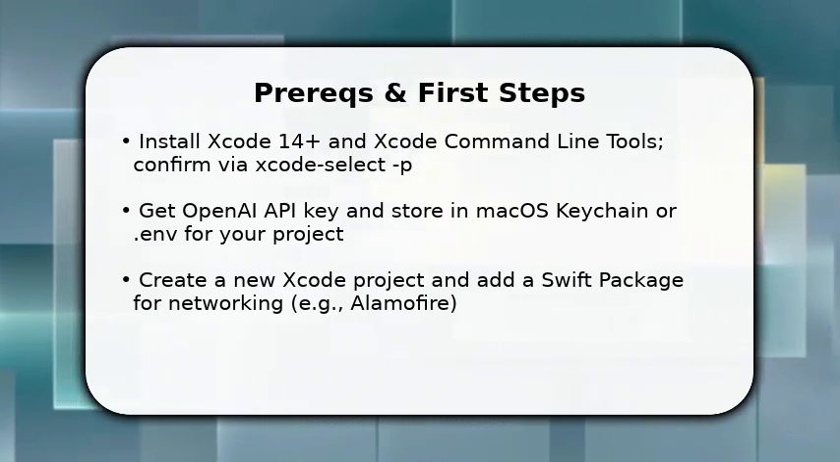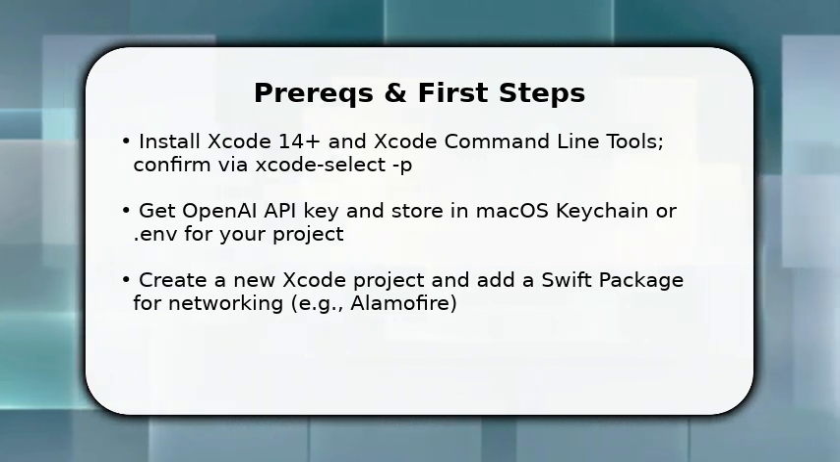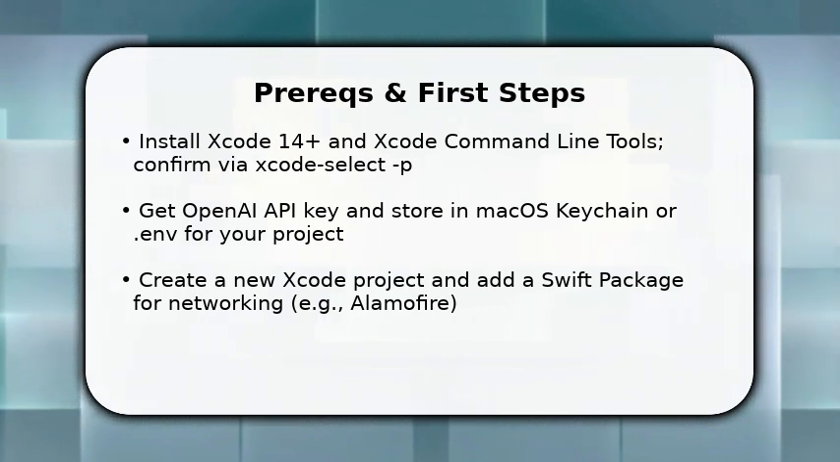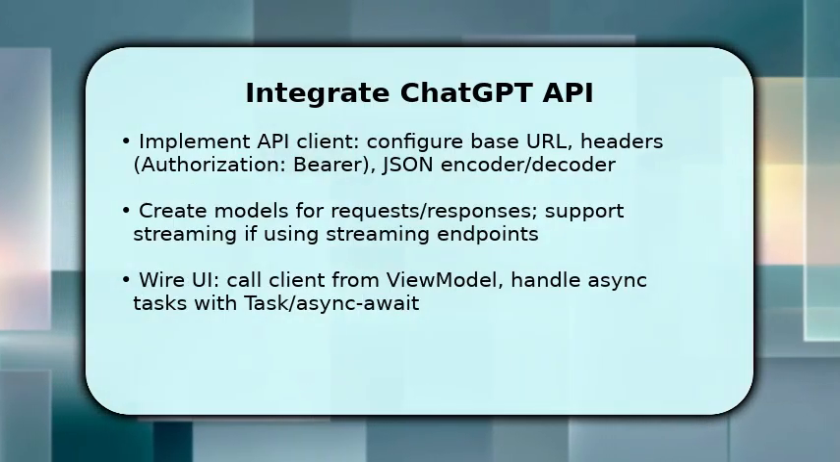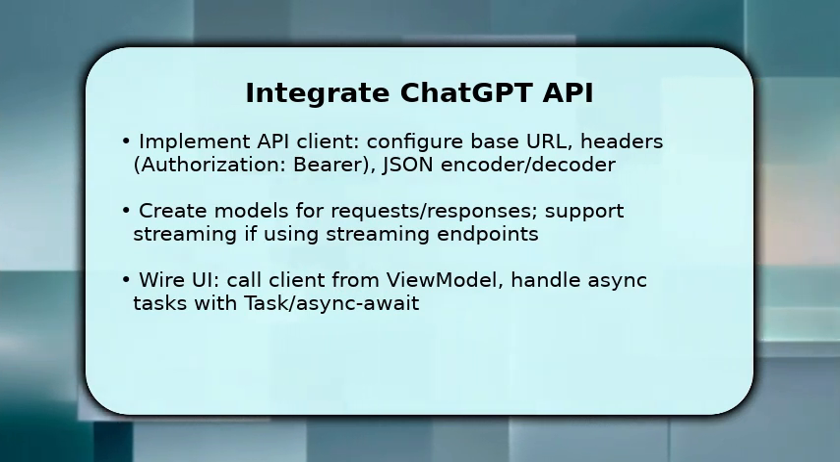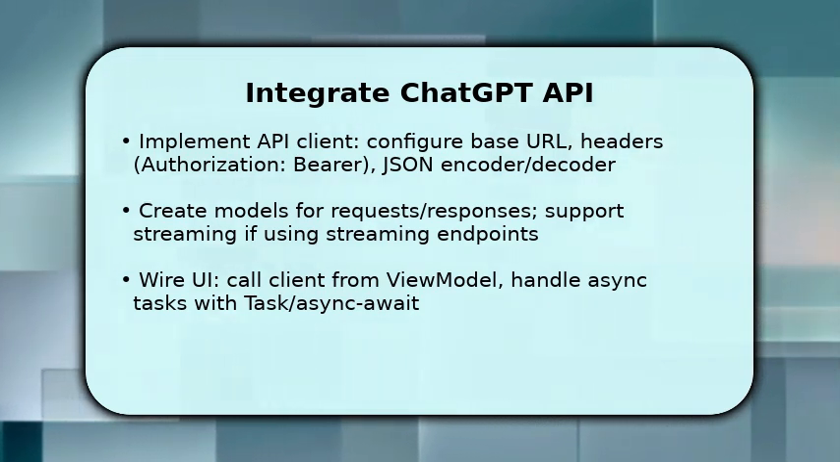You're already coding. Create a dedicated API client file and stub the request method so you can iterate quickly without cluttering your view controllers. Now integrate ChatGPT by building a robust API client. Set base URL, add authorization, bearer header with your key, and configure JSON encoder/decoder for Codable models.